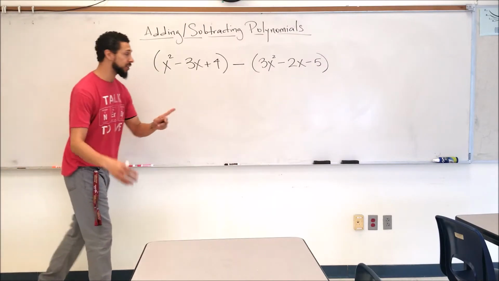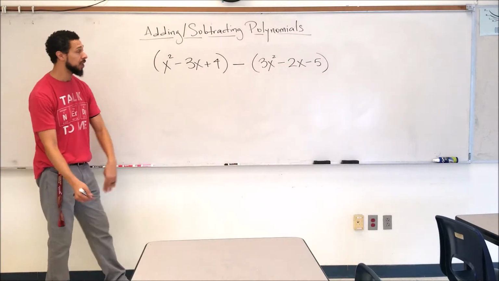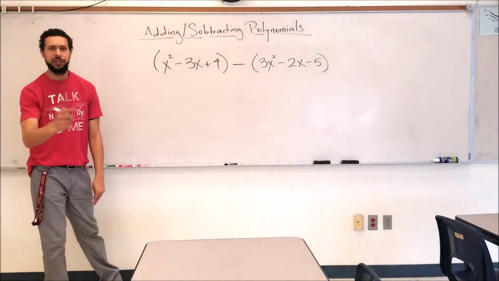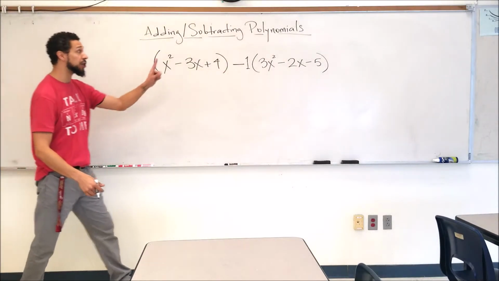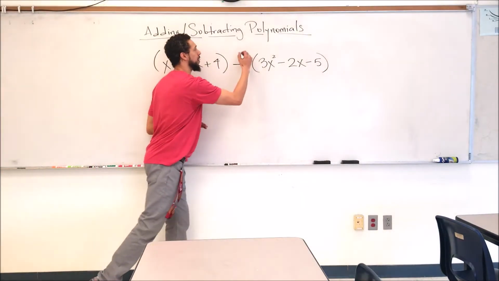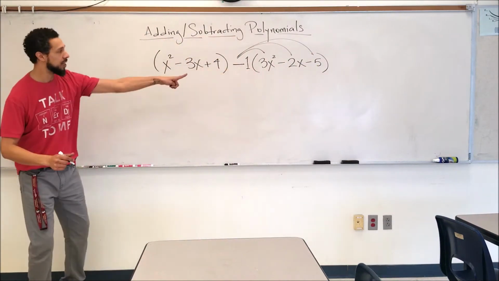Now, when you are subtracting, this changes things. This minus sign changes things. It doesn't change everything, but it changes everything that comes after it. Now, a couple of ways you can think about this. Way number one, pretend that that negative sign is actually a negative one. We're going to distribute that negative one through the whole group here. I'm going to multiply everything in that set times negative one.